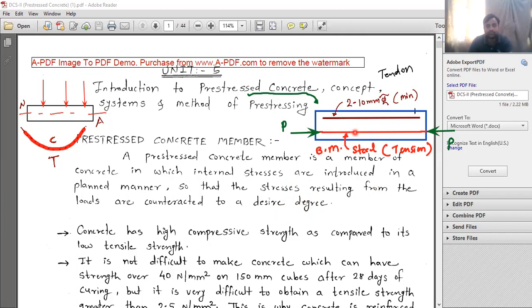So here the wording is that the stresses resulting from the loads are counteracted to the desired degree. This is the prestressed concrete member, this is the definition of it. Now we will move to the further part.